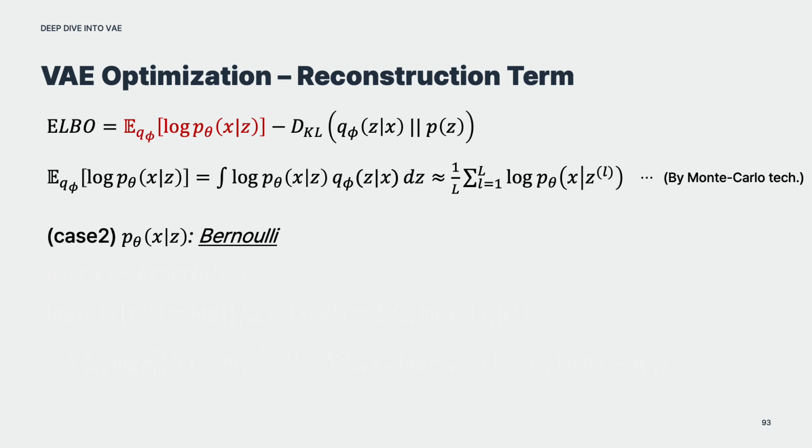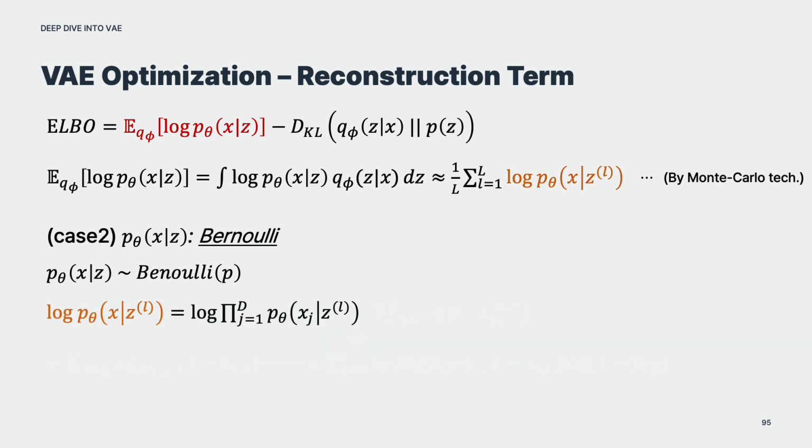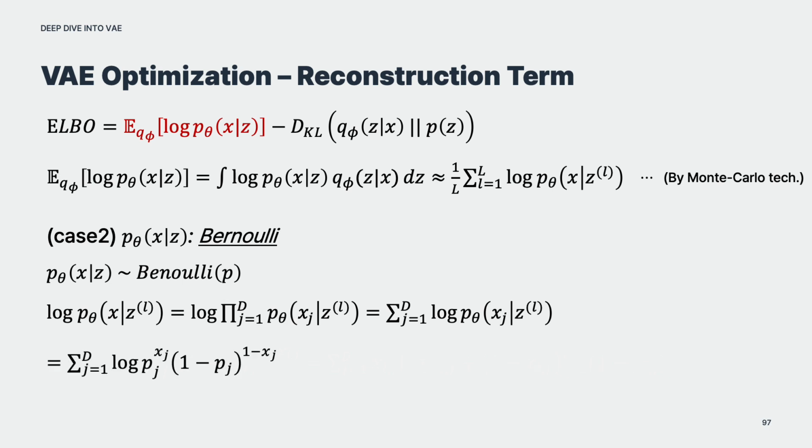Secondly, what if p theta of x given z follows a Bernoulli distribution instead? In this case, the log likelihood term can be decomposed into a sum over dimensions, assuming conditional independence of each pixel given the latent variable. By logarithmic identity, this product becomes a sum, which ultimately leads to the familiar binary cross entropy loss used for reconstruction when modeling binary data.